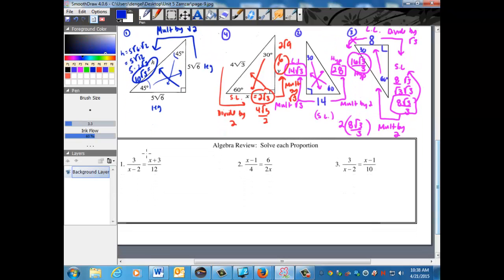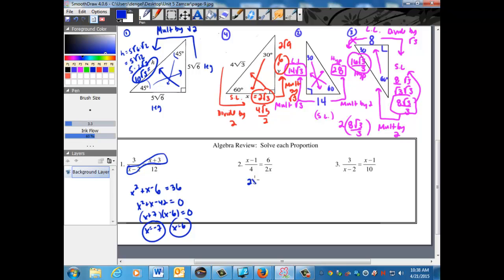Alright, to the algebra review, let's cross multiply, FOIL. We get x squared plus x minus 6 is equal to 36. Minus 36 on both sides. X squared plus x minus 42 is equal to 0. X plus 7 times x minus 6 is equal to 0. X equals negative 7. X is equal to 6.